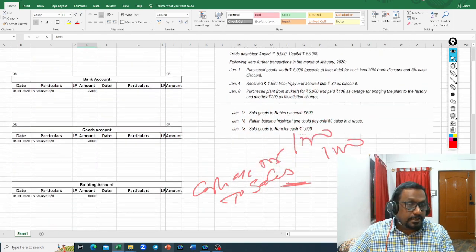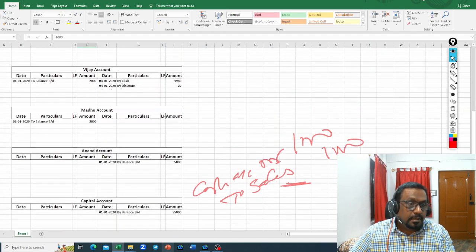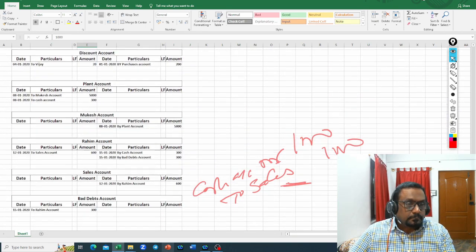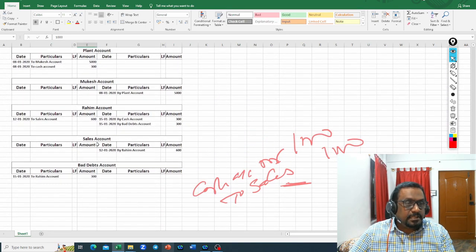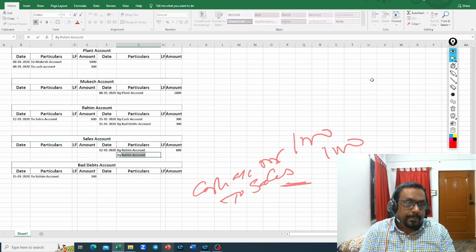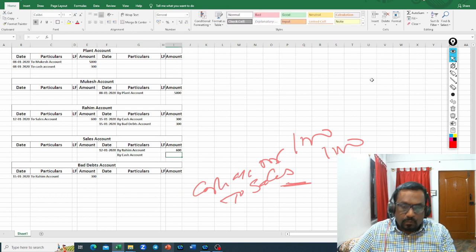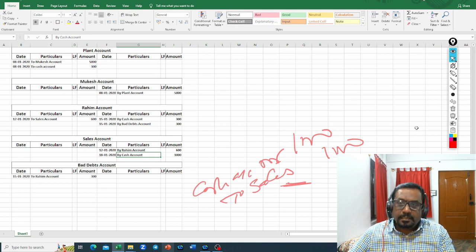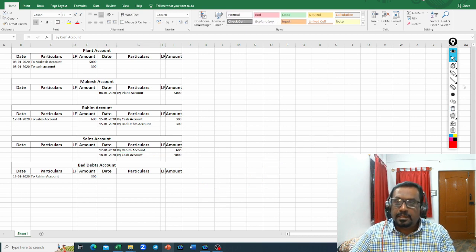Let us go and see whether the sales account is already available. See here, the sales account is already available. So the sales account is created here. So I need to write on the credit side, by cash account. How much am I supposed to put? 1000. What date am I supposed to put? 18th January 2020. Right? This is how this transaction has to be posted.